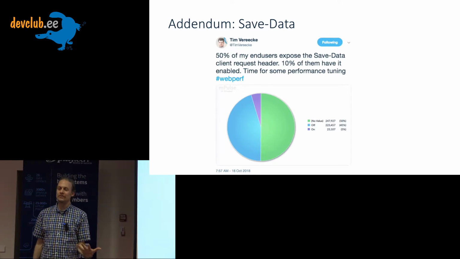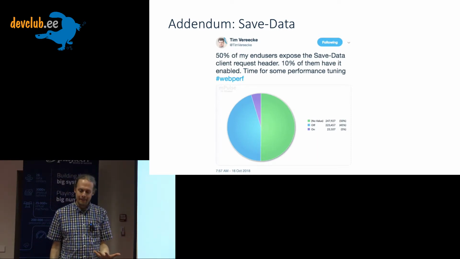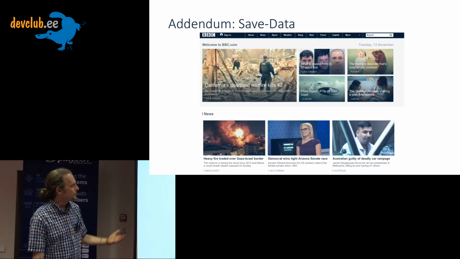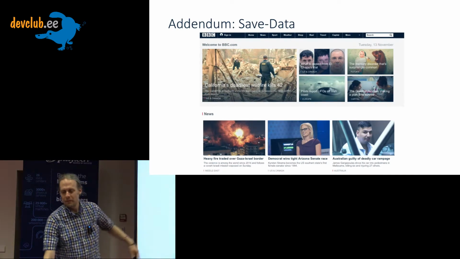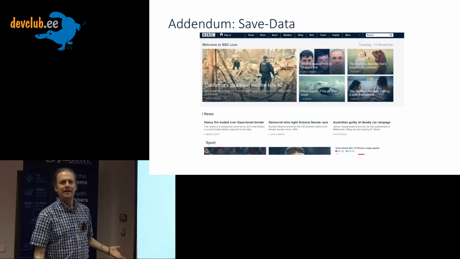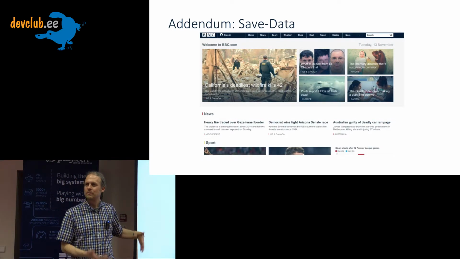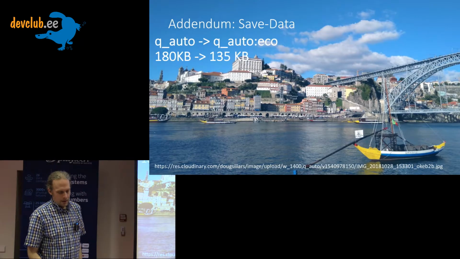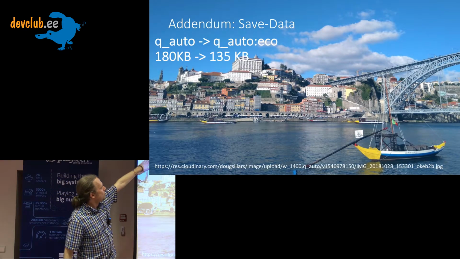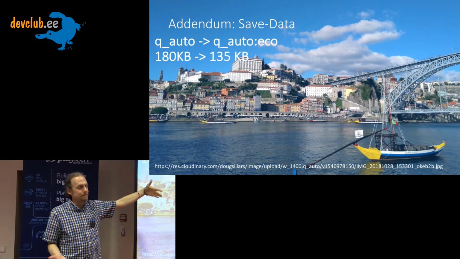5% of his users say save my data. So you could imagine, what if you're this website, the BBC, what if you just hid these 3 images for people who have saved data? You're not changing the content that much, but you're making it smaller for people who don't want all of that data.